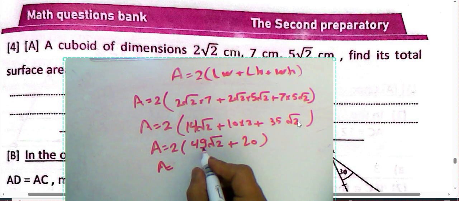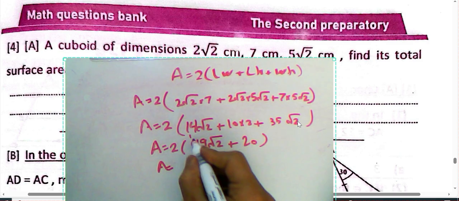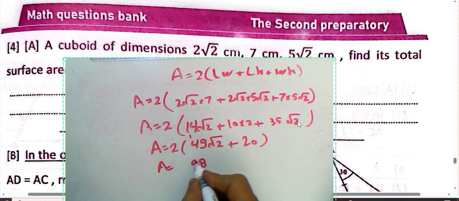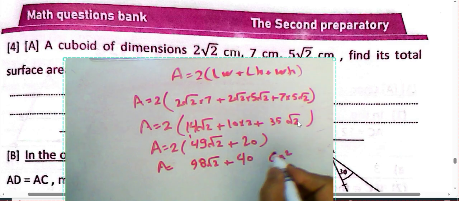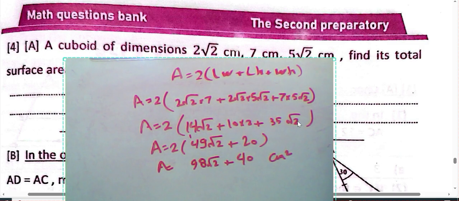Then the total area we multiply by 2. 2 times 49 is 98, and 2 times 20 is 40, and the area will be in square units. Understood, my students? That is the total area of a cuboid. Next question.